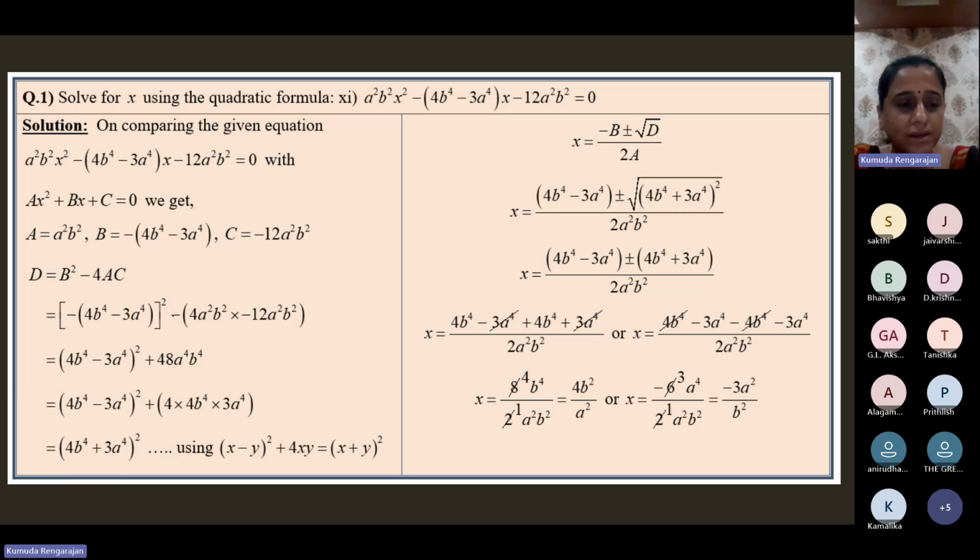And here you multiply minus into minus plus. And 4 12s are 48. A square into A square, A to the power 4. B square into B square, B to the power 4.